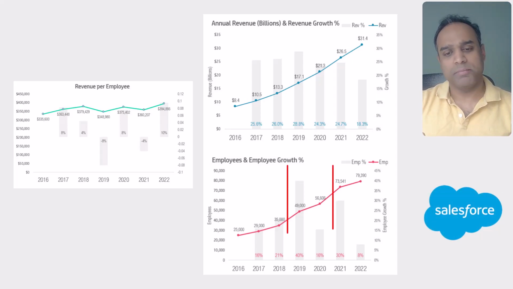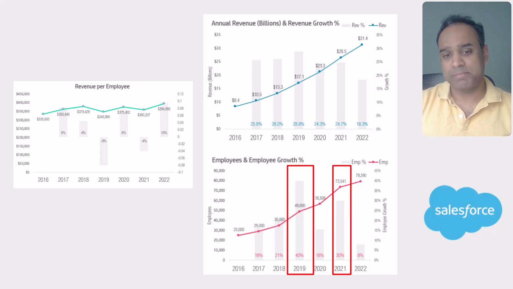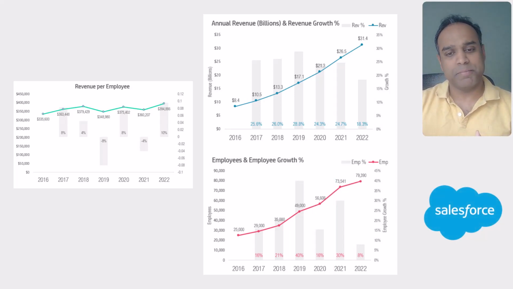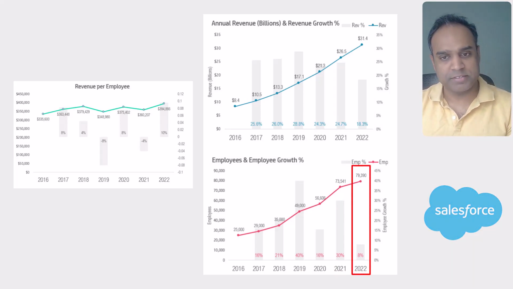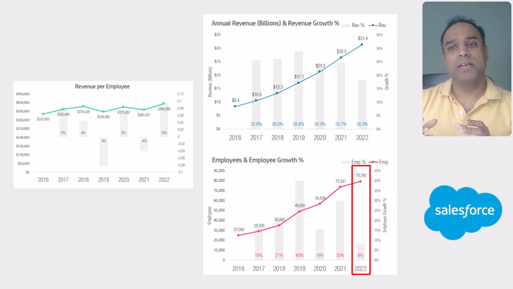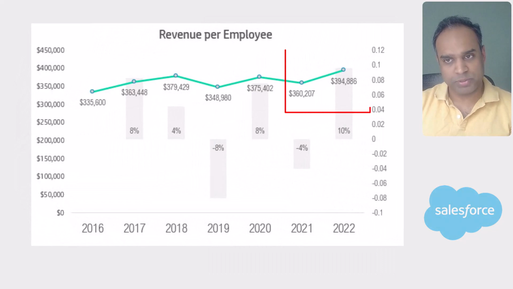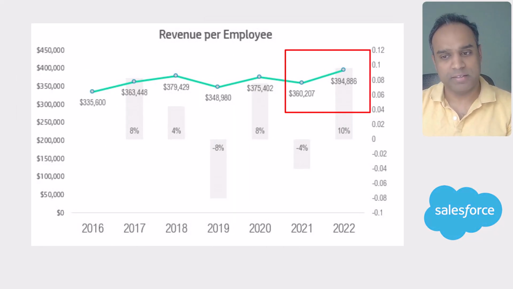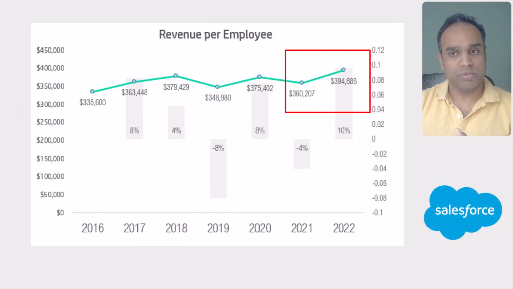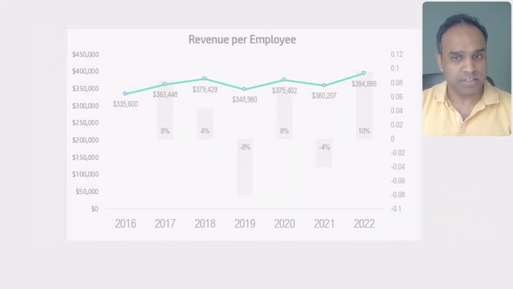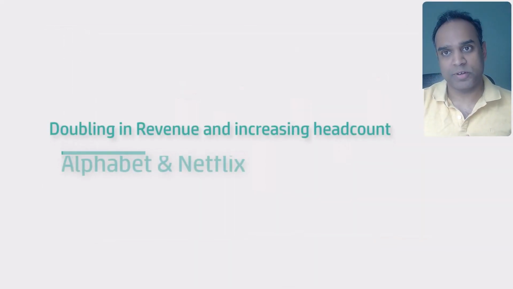They've had spikes in employee growth. For example, in 2019, a 40% increase, and in 2021, a 30% increase, but they've been able to manage them. So in 2022, the employee growth is only 8%. That is helping them have the revenue per employee metric increase in 2022, and it's still pretty healthy for Salesforce given the recent history.